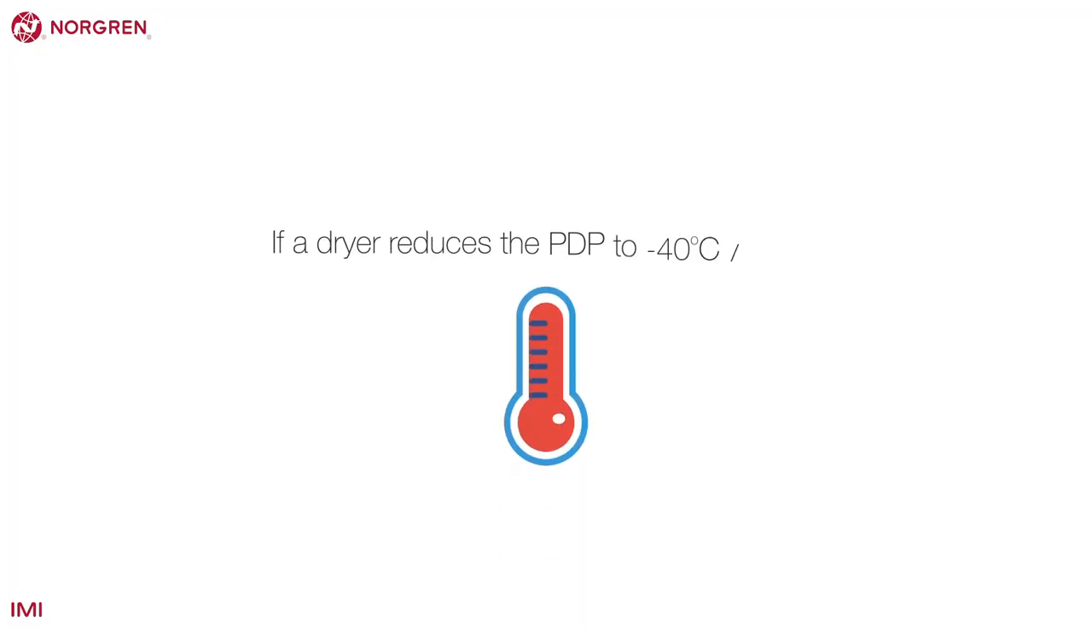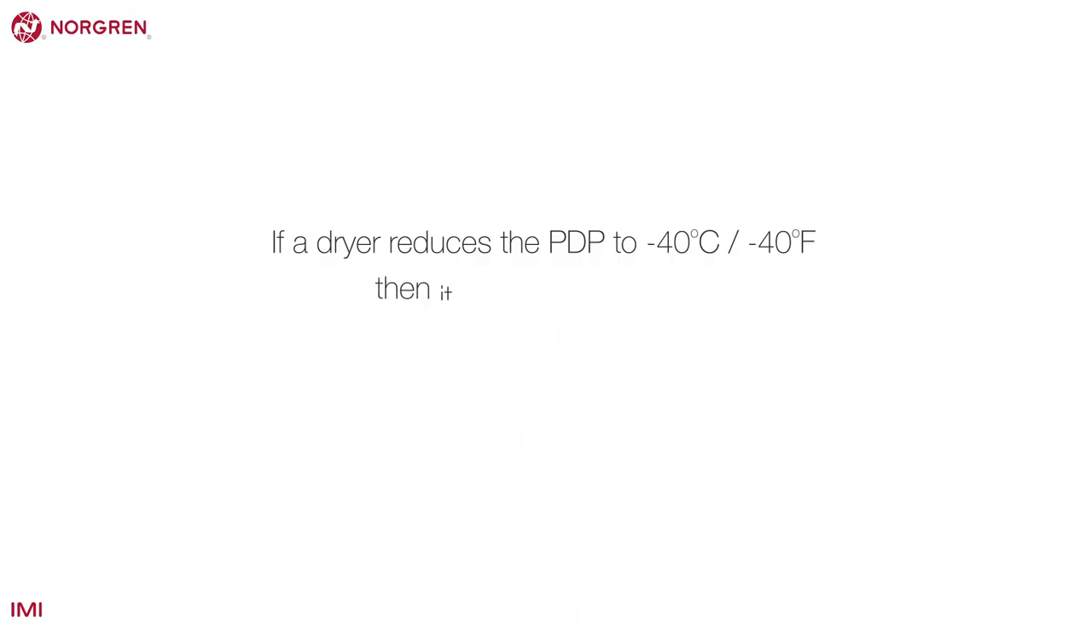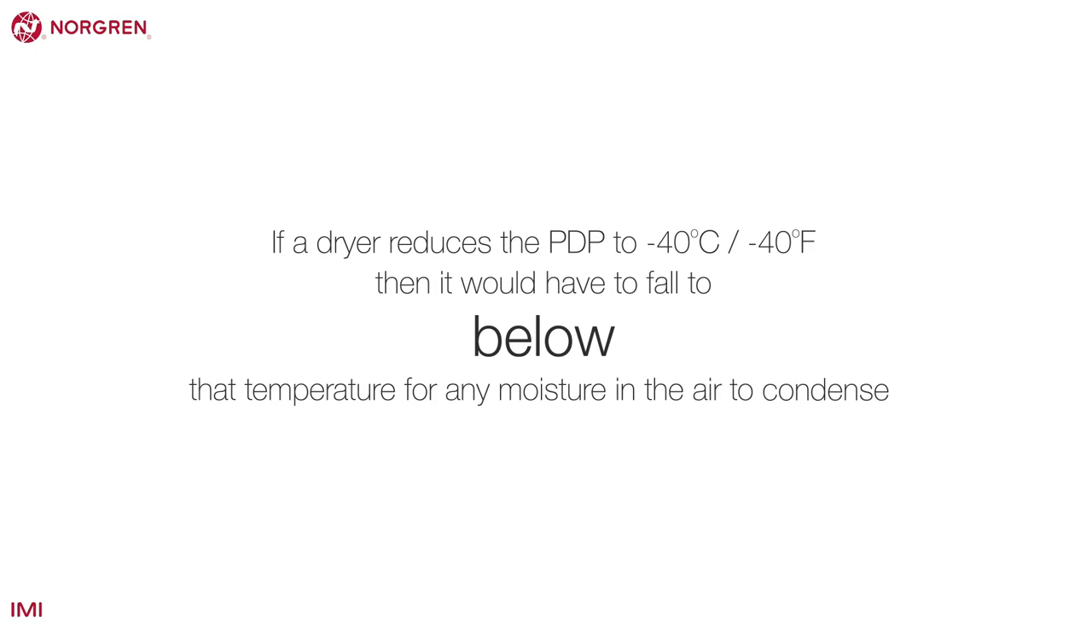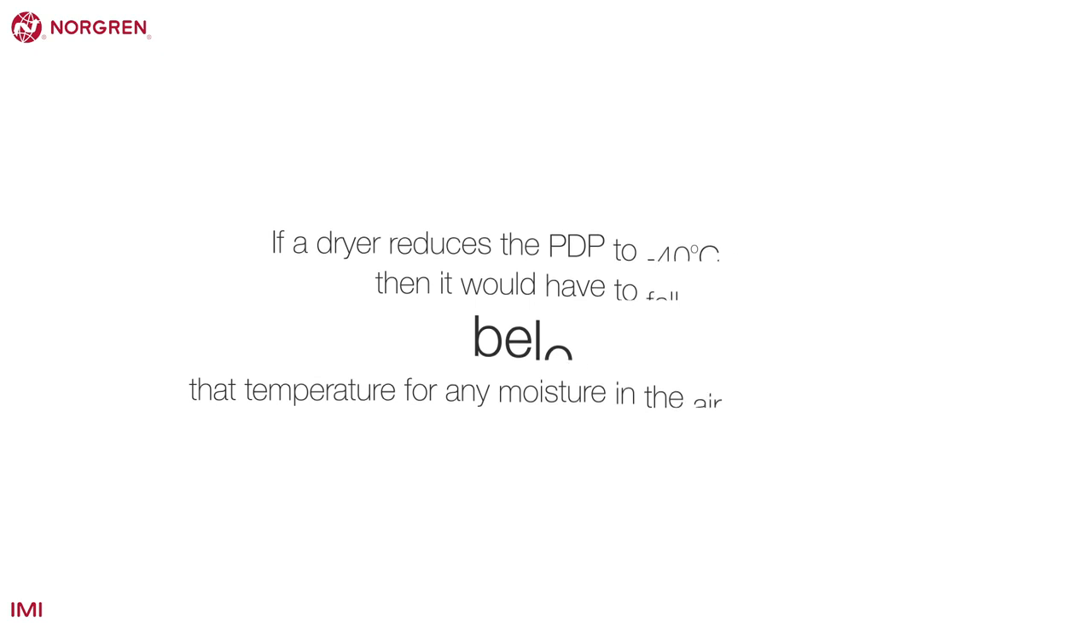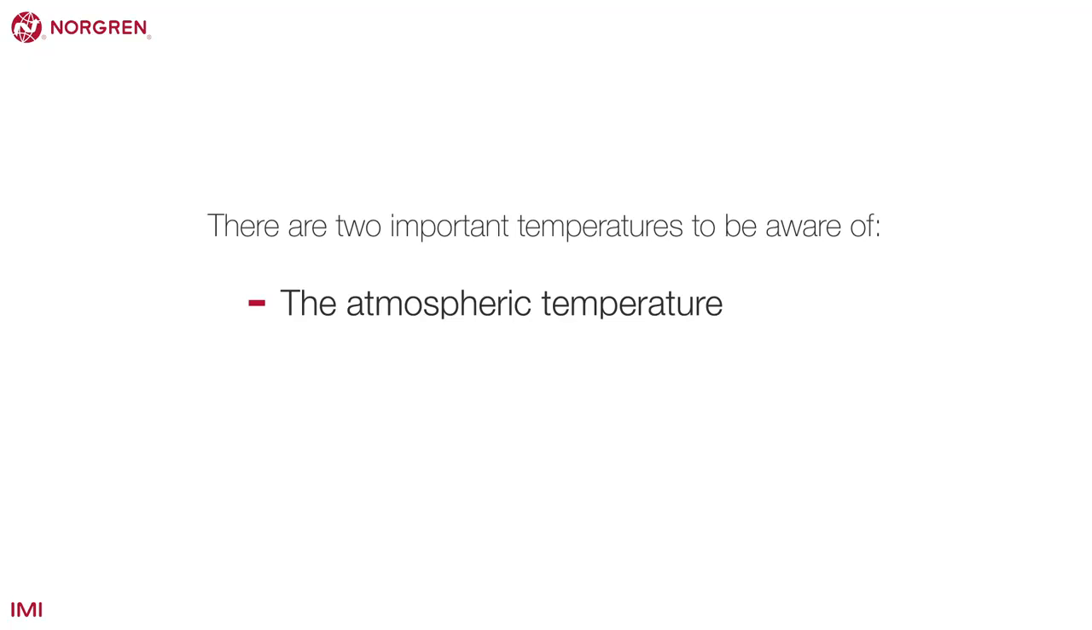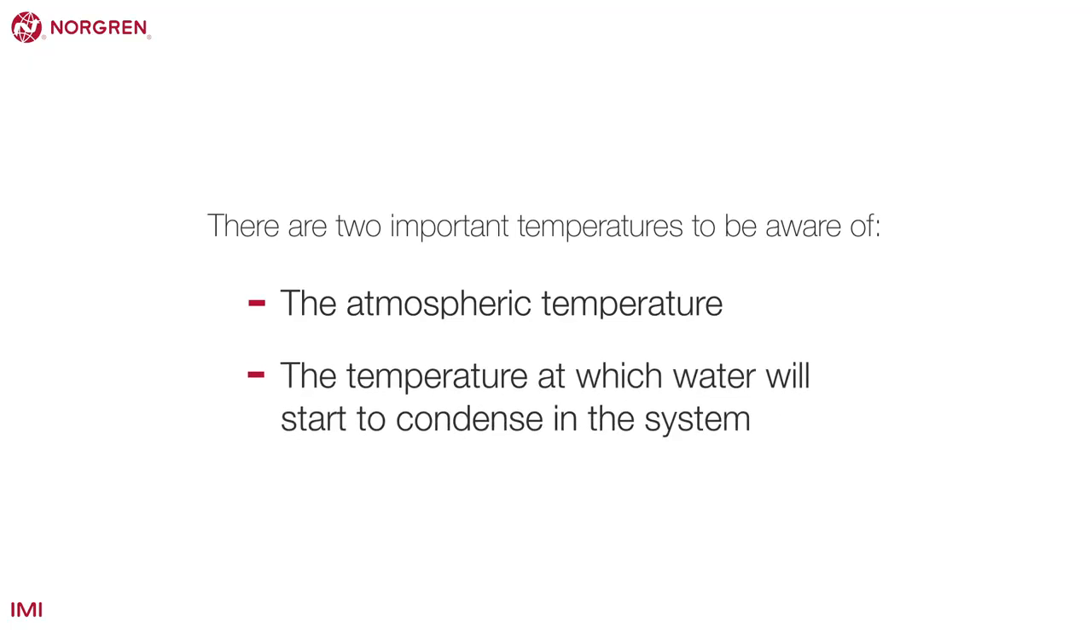If a dryer reduces the PDP to -40 degrees Celsius or -40 degrees Fahrenheit, then it would have to fall to below that temperature for any remaining moisture in the air to condense to liquid. So there are two important temperatures to be aware of in and around a compressed air system: the atmospheric temperature and the temperature at which water will start to condense in the system.